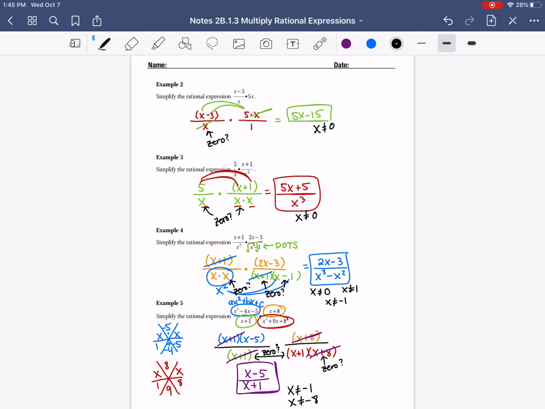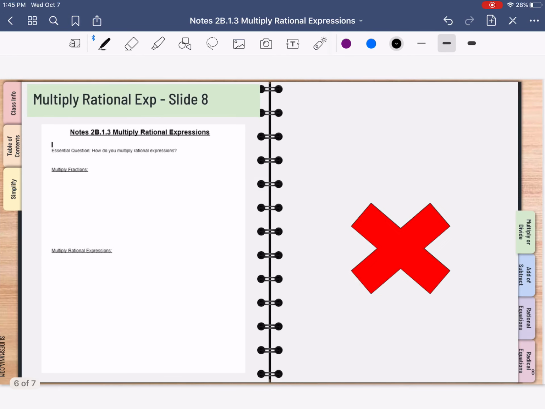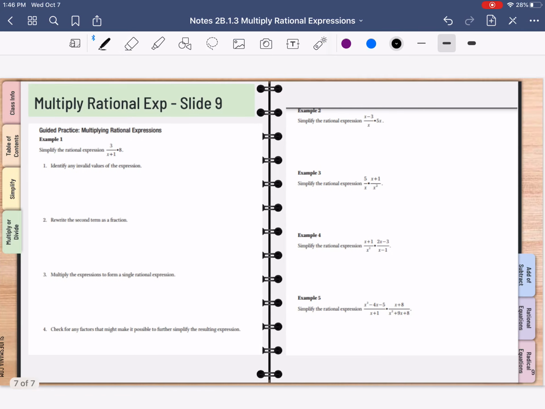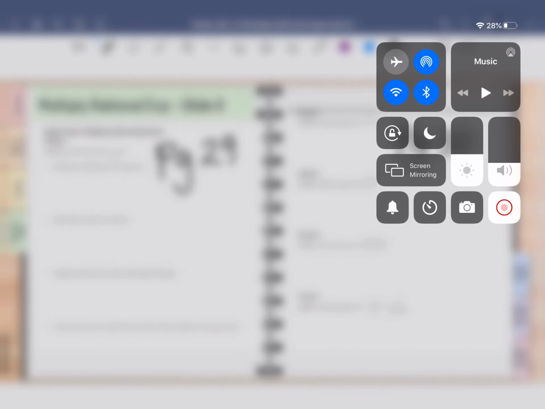So in your digital notebook, you're going to go to slide 8 and 9. On slide 8, you'll put your notes. You should only take one picture, so that's why I put an X over here. Nothing has to go on that side. On slide 9, you're going to take a picture of example 1 on page 29, and then on the right-hand side, examples 2 through 5 on page 30. Attach those into your digital notebook, and then your homework tonight is page 33 in your workbook. All right, we'll do dividing polynomials next.